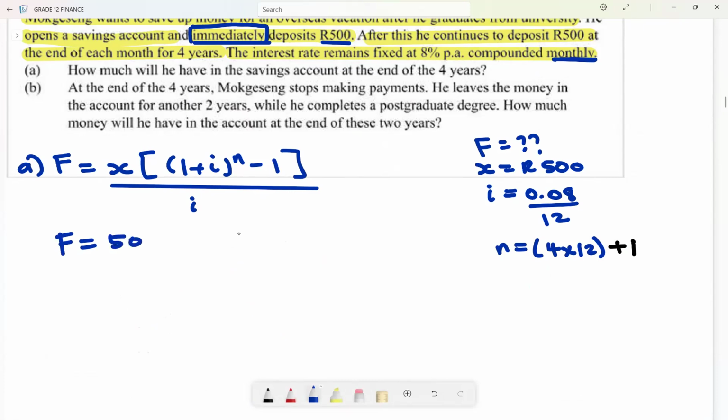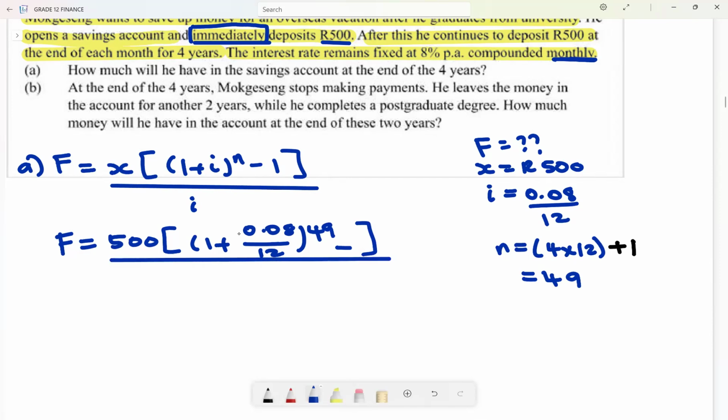And then the regular payment is 500. Then 1 plus my interest, which is 0.08 compounded monthly, which I divide by 12. And then N is supposed to be 4 multiplied by 12, which is 48, plus 1, so it is going to be 49 now. Instead of the normal 48 that was supposed to be made, now it is 49. Divide the interest 0.08, all divided by how much? By 12, and then you will get that amount of future value. I do not want to calculate it, but for the purpose of this, I'll just do it. Okay, and then I need to raise that to the power of 49, and then minus 1.